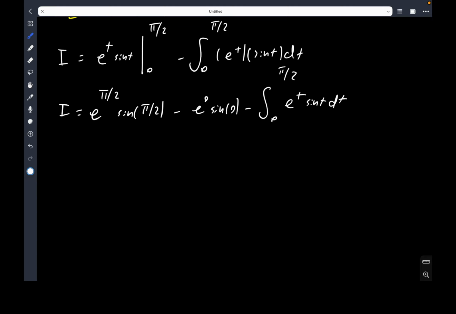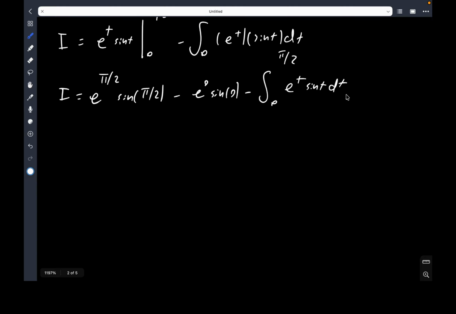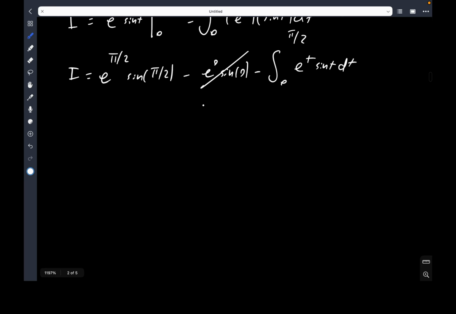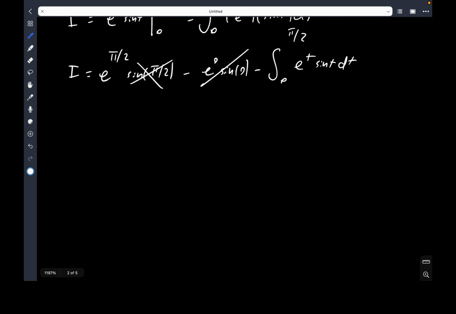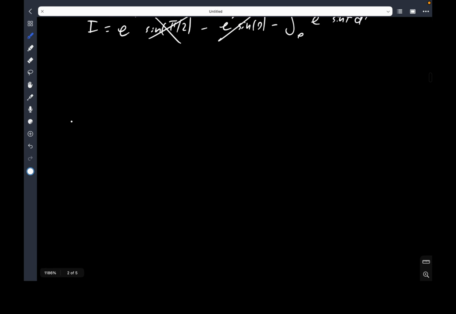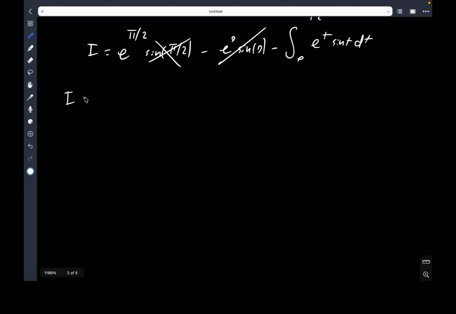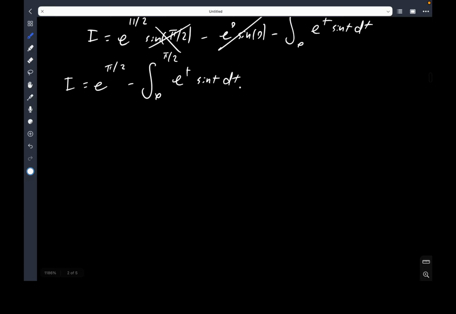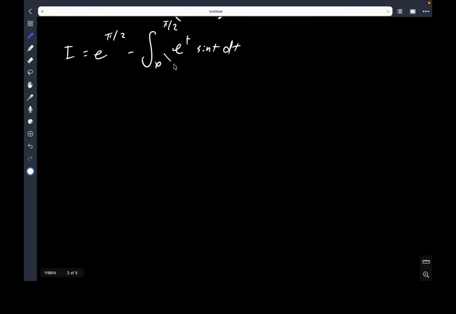Sine of 0 is 0, and sine of pi over 2 is 1. Thus, this is going to go away, and I'm going to be left with I equal to e to the pi over 2 minus the integral from 0 to pi over 2 of e to the t sine t dt. Now, I can do the integration by parts again here.